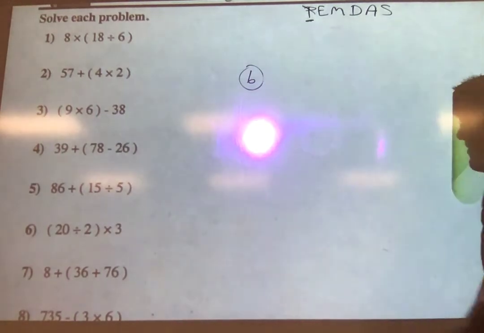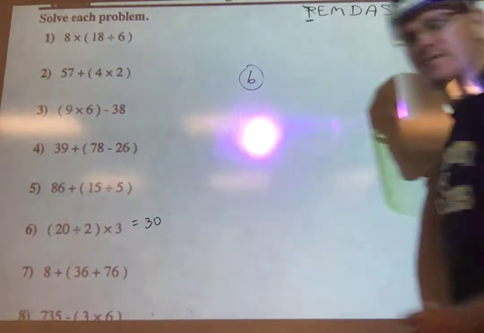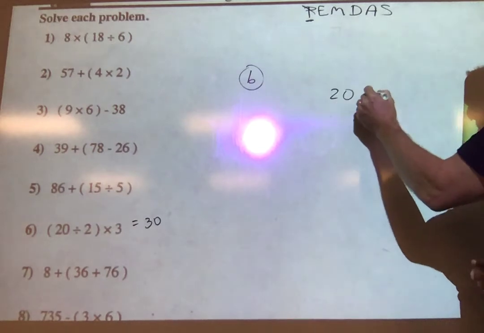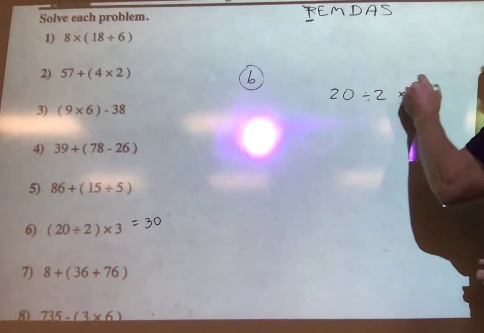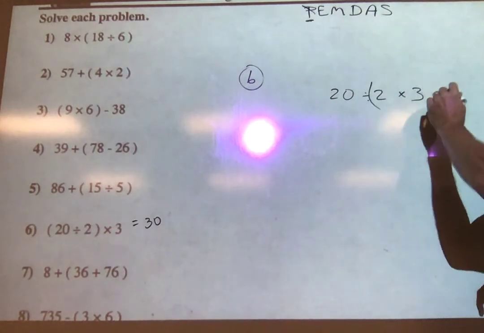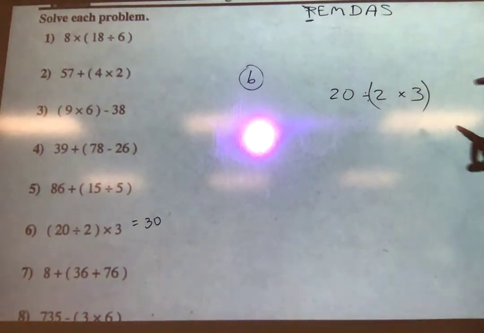So let's look how that changes. We remember this answer equals 30, right? But let's look how this changes if I move the parentheses around. Okay, same problem, right? 20 divided by 2 times 3. But what if I put the parentheses over here? Let's see what happens. Not taking 20 divided by 2 anymore, am I? So this just is a little bit different. What do I do first?